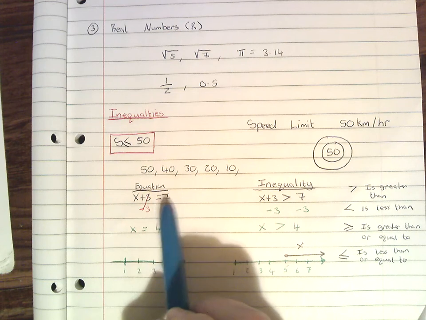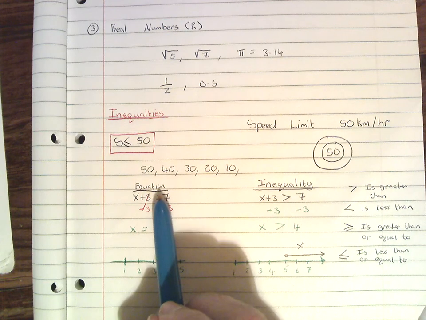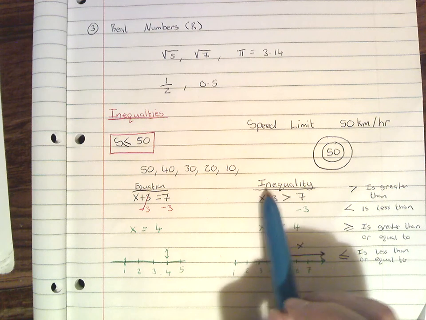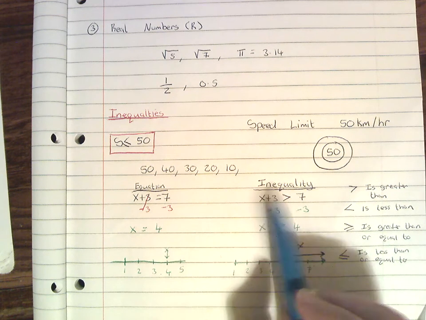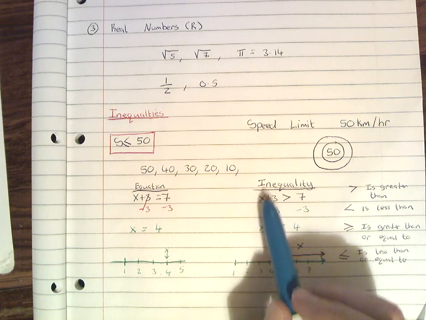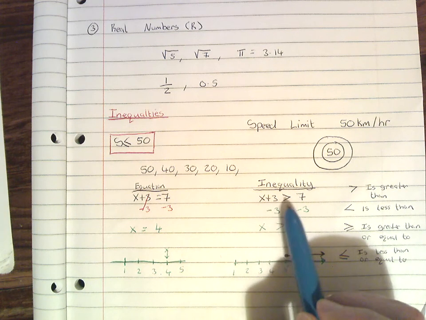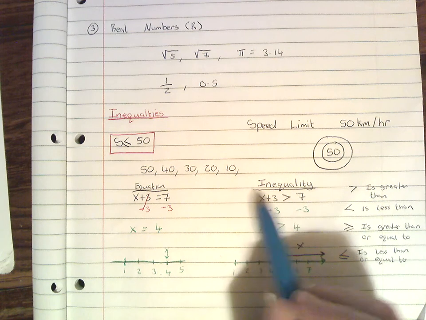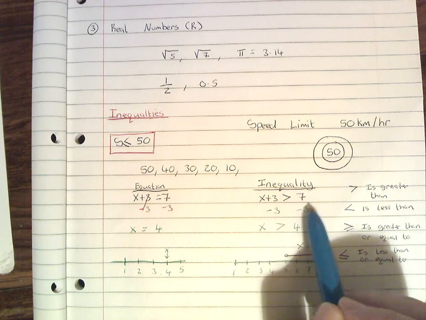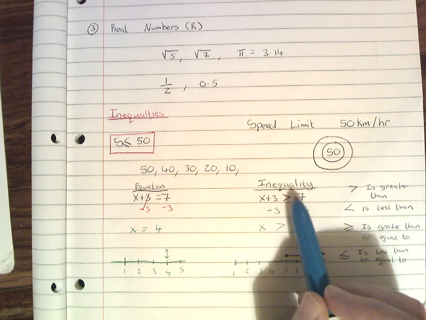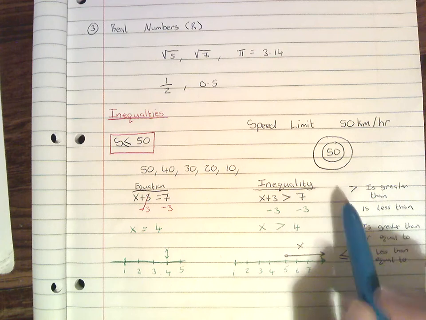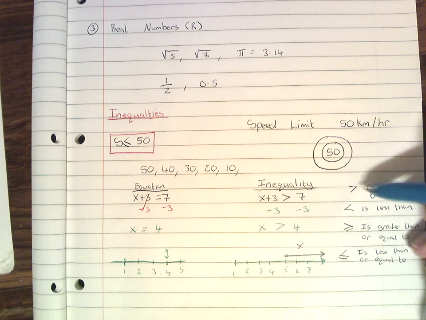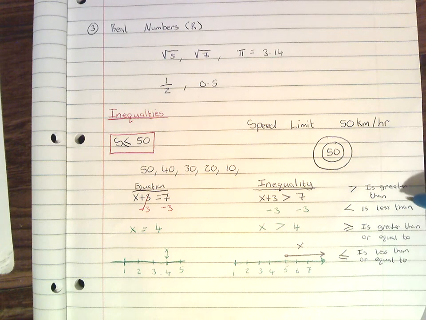Now, if we have a look at this here, x plus 3 is equal to 7 is an example of an equation. An inequality looks very similar to an equation, but there's one slight difference. x plus 3 is greater than 7 is an example of an inequality. Instead of an equal sign, you have an inequality sign. The sign can be any of these: greater than, less than, greater than or equal to, less than or equal to.